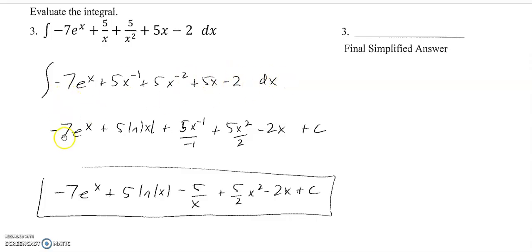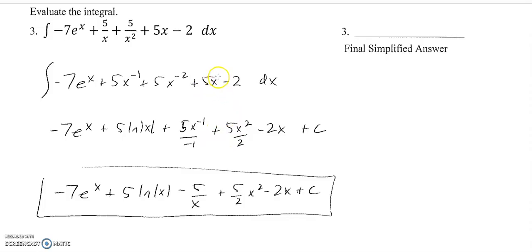So the negative 7 stays in front. The integral of e to the x is e to the x. The plus 5 stays in front. The integral of x to the negative 1 is ln absolute value of x. The plus 5 stays in front. The integral of x to the negative 2, add 1. Negative 2 plus 1 is negative 1. Divide by negative 1. The plus 5x, the plus 5 stays in front.